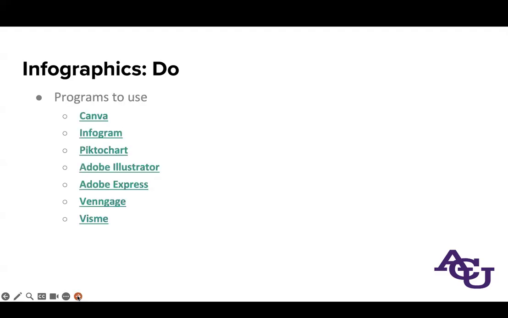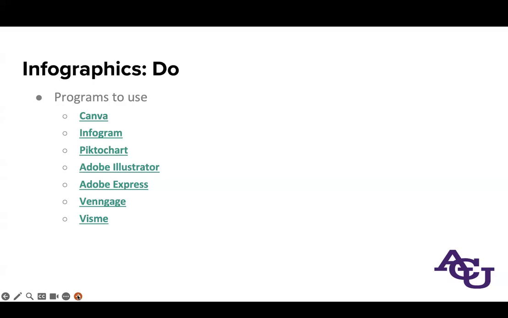All right, in order to continue talking about what you should do as you create your infographic, now that you are equipped with some core design principles, deciding which program to use is the next step. Here are some common programs that people use to design infographics. And as you see, these are all linked. So if you want to explore them, you can.